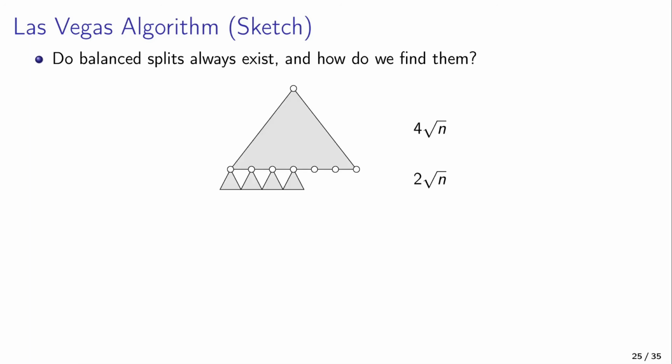Let's assume we have a subtree of size 4 times square root of n. And let's now try to attach large subtrees, say of size 2 times square root of n, to this tree.